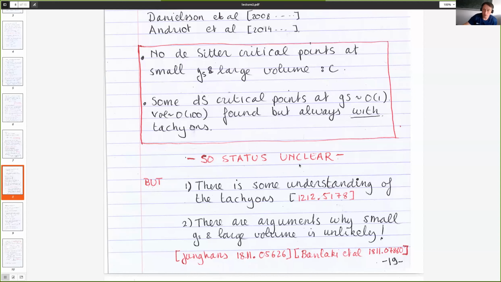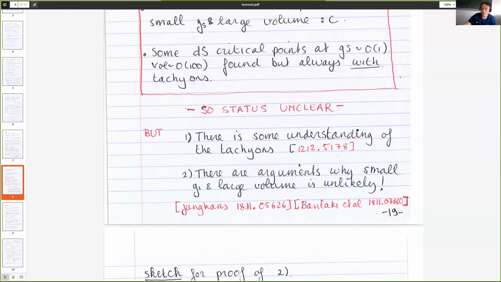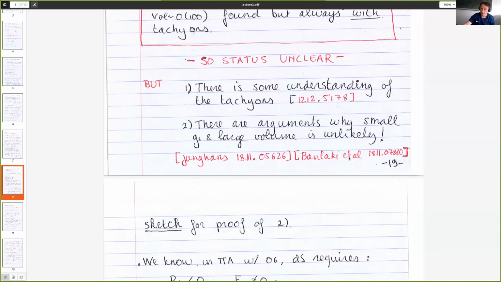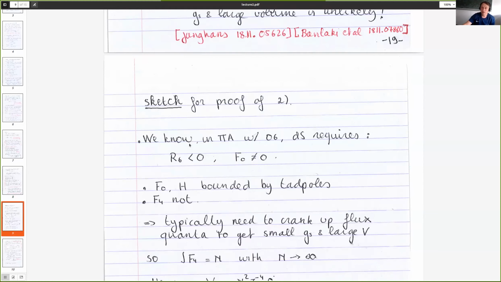What I can do in the last bit of this lecture is to only sketch a proof, which is extremely hand-waving, so it's not a full proof, but it at least gives a flavor of what goes wrong, why you cannot get small GS and large volume, okay? I'm only taking 1 paragraph out of these papers, and of course these papers are much more detailed. So the proof works as follows, or the sketch of the proof.